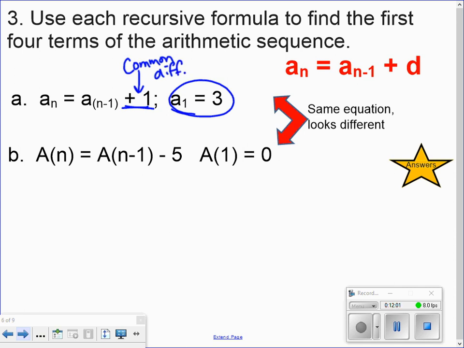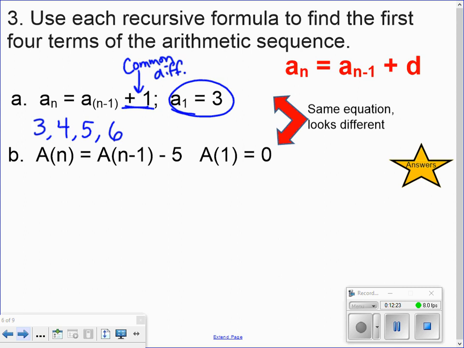Okay, if we know our first term and we know the common difference, then what we're going to do is begin to add. So we put our first term, that's the first term. Our common difference here is plus 1. So 1 more than 3 is 4, 1 more than 4 is 5, and 1 more than 5 is 6. And here we have the first 4 terms in our sequence, which are 3, 4, 5, and 6.